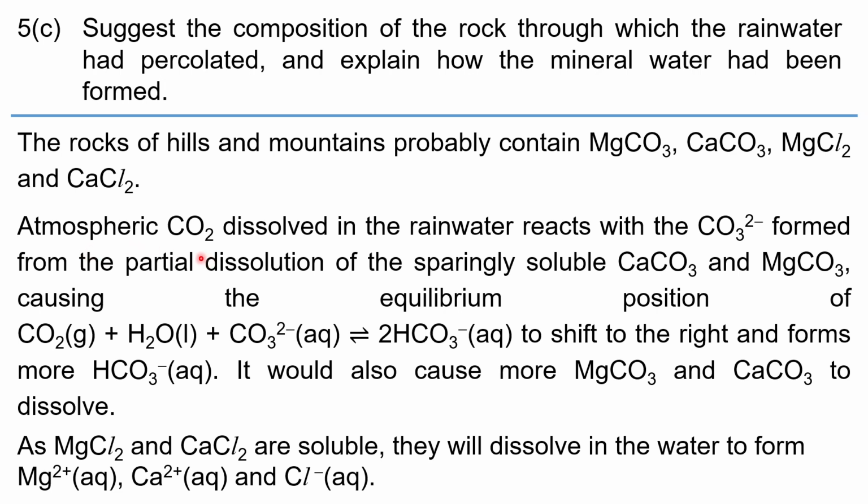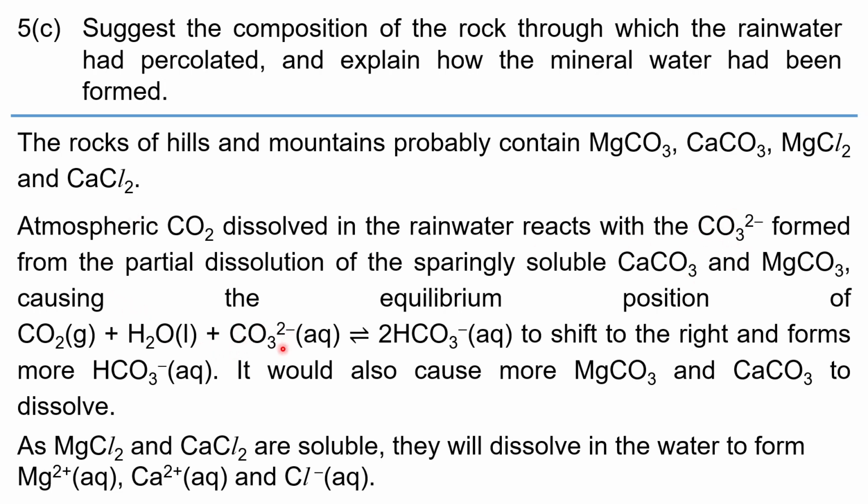Carbon dioxide dissolves in the rainwater. Don't forget, in our air we have carbon dioxide, right? They will dissolve in our rainwater. So the carbon dioxide that dissolves in the rainwater will react with the CO3 2- formed from the partial dissolution of the sparingly soluble calcium carbonate and magnesium carbonate. So remember this equation given to you. Because these two are sparingly soluble, you have part of it. So what will happen? It will interact with your carbon dioxide.